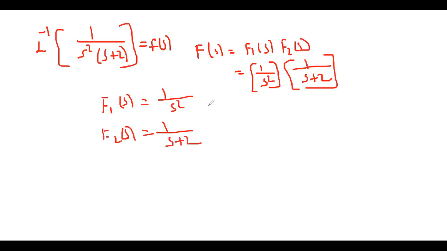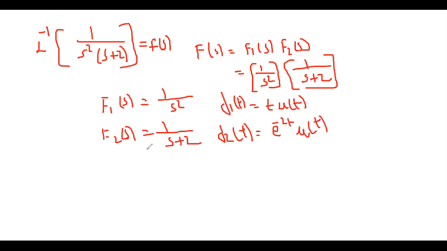What is the inverse Laplace transformation for f1 of s? f1 of t is equal to t into mu of t, because mu of t is 1 by s, and multiplied by t gives 1 by s square. And f2 of t, what is the inverse Laplace transformation? Because it is 1 by s plus 2, it is e power minus 2t mu of t. Okay, we got the functions in the time domain.